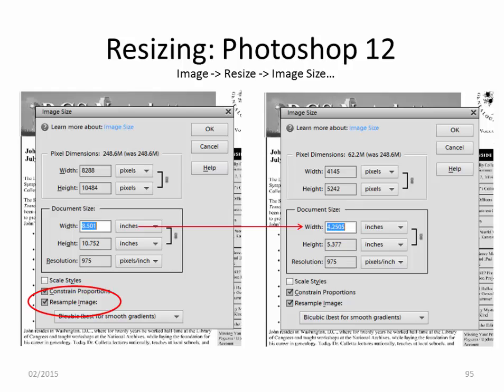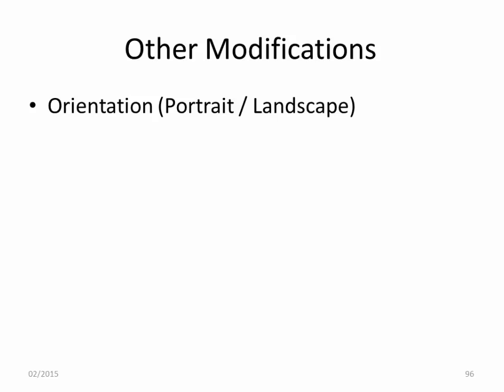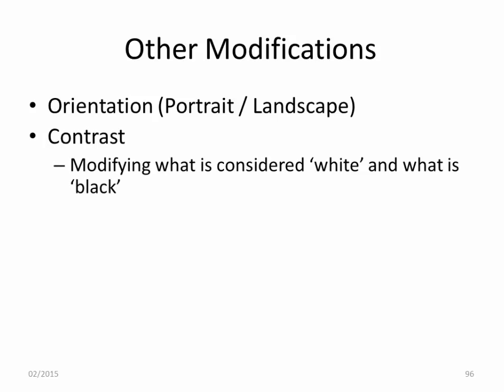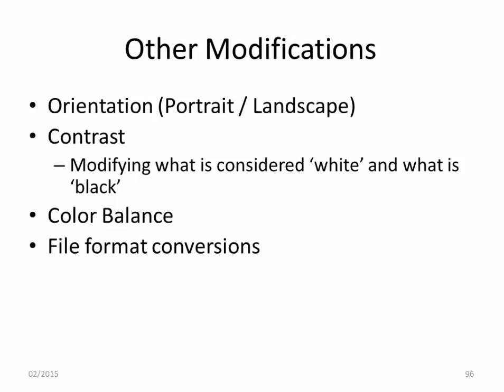So those are the two things you typically do: cropping and resizing. There's some other, more common stuff. You can change the orientation from portrait to landscape. You can change the contrast of it. You can do color correction. You can play with the color balance. You can change file formats. I can take a TIFF and render it as a JPEG. I can take a JPEG back to a TIFF. I can't undo the bad things that JPEG did when it threw away all the information, but I can change the format if I want to. Nothing to stop me from doing it.